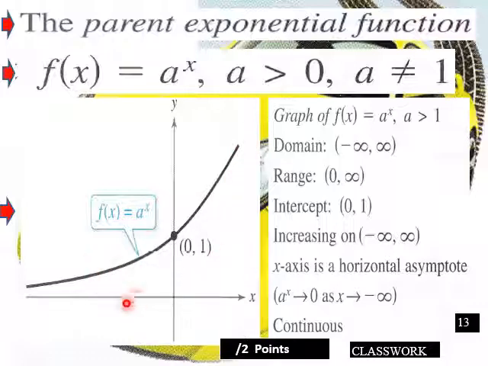The x-axis is your horizontal asymptote here. And a to the x goes to 0 as x goes to negative infinity. So this is your negative infinity down in this direction here. And so your a to the x value, as you go further to the left, will approach 0. And it is continuous.